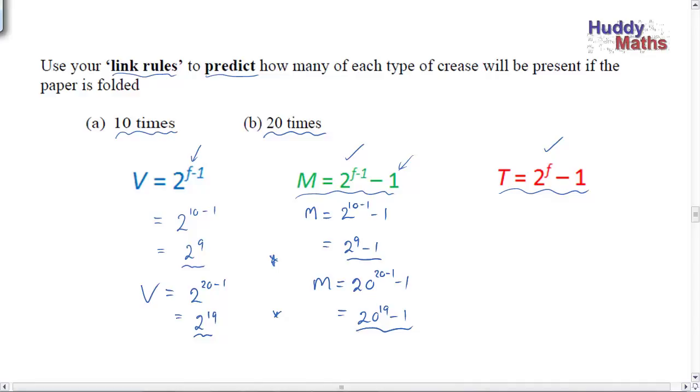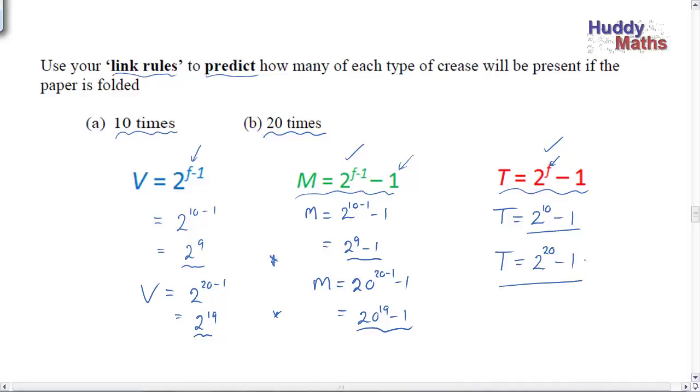Okay, so let's look at the total number now of creases if we had 10 folds. So it'd be 2 to the 10, take 1. Notice the taking 1 here is not up in the power. We saw that the pattern was you raised it to that power and then took away one. And if we had 20 folds, the total number of creases would be 2 to the 20, take 1. So that's the idea.